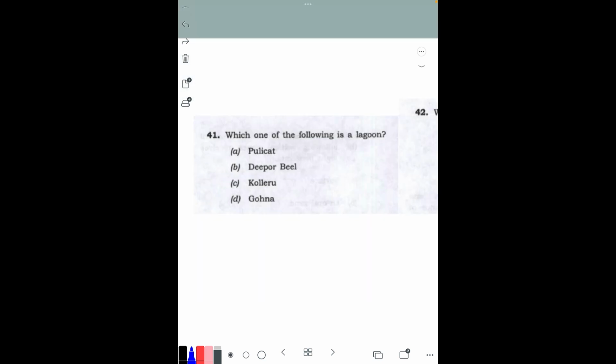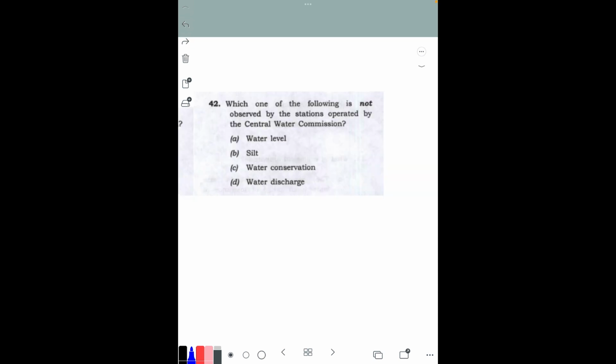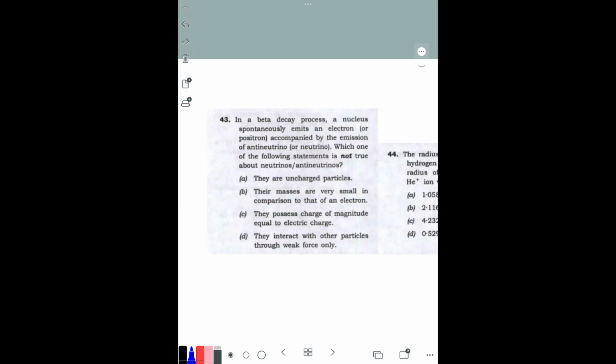Which one of the following is a lagoon? The correct answer is Pulicat. 42. Which one of the following is not observed by the stations operated by the Central Water Commission? Water level, silt, water conservation, water discharge. The correct option is silt. B.